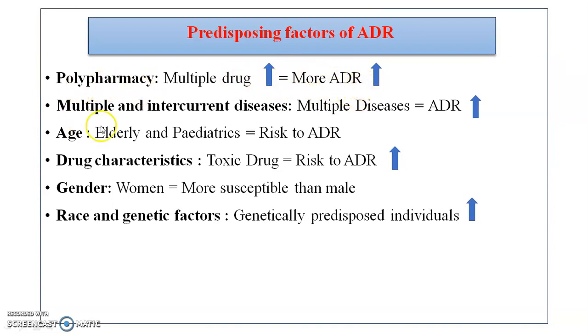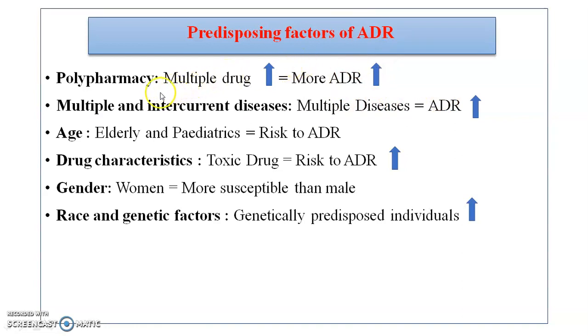The second one will be multiple as well as intercurrent diseases. If the patient is suffering with multiple diseases, ultimately the patient will be prescribed multiple or different drugs by the physician. Because of multiple conditions, multiple drugs, and because of multiple drugs, there is an increased chance of adverse drug reactions.